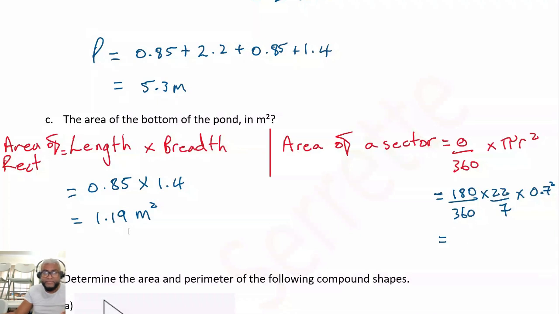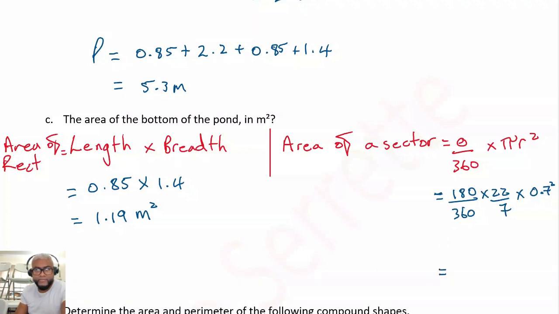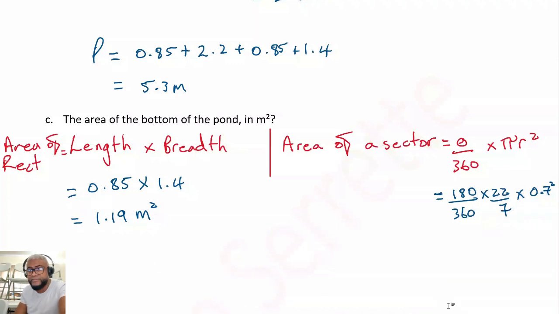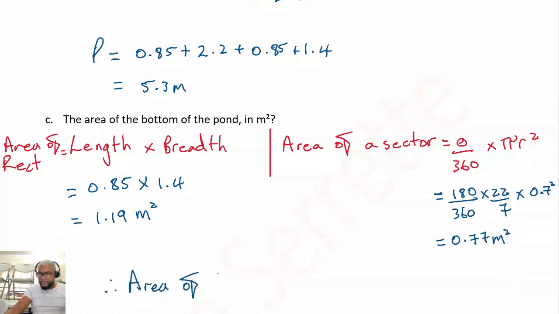What's the area of the sector? 0.77. Hold on, that was wrong. 0.7 what? 0.77, right, and this is meters squared. Right, so therefore, the area of the pond.